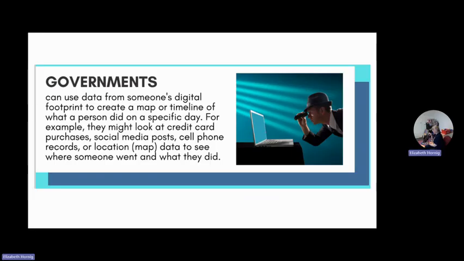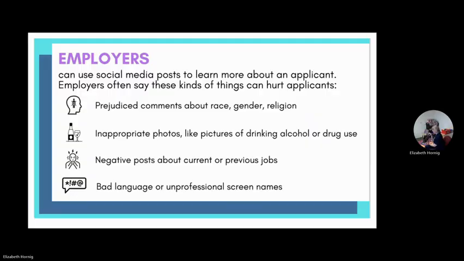So governments can use data from someone's digital footprint to create a map or timeline of what a person did on a specific day. For example, they might look at a credit card purchase, social media posts, cell phone records, or location map data to see where someone went and what they did. Employers can use social media posts to learn more about an applicant.